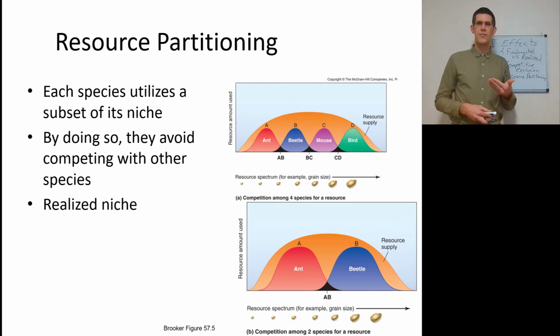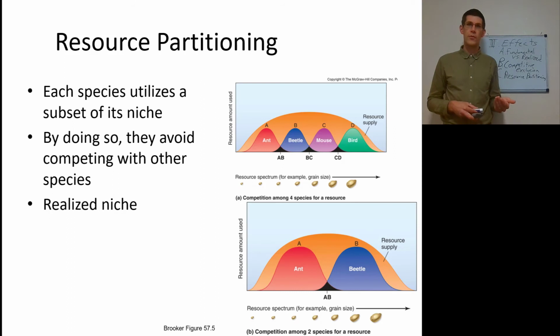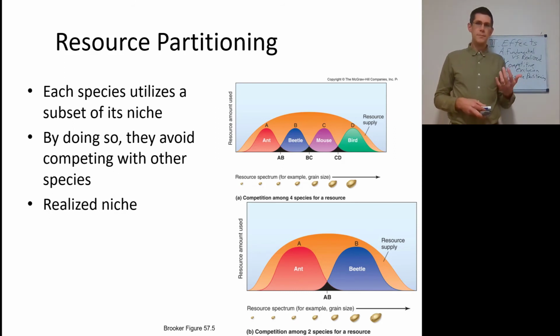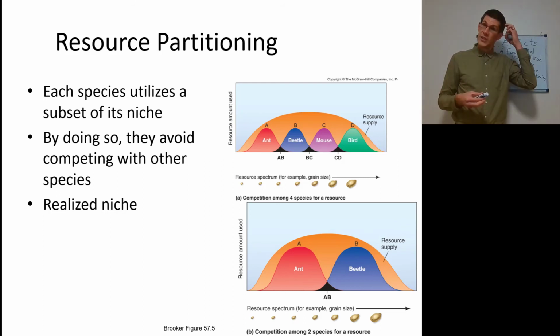So here you have various sizes of seeds. The biggest ones eaten by birds, smaller by mice, smaller by beetle, and smallest by ant. In the absence of birds and mice, the beetles will eat the largest ones and the ants will eat the largest ones. But the resource supply is adequate for each of these populations to exist in a realized niche for a long period of time. And that's called resource partitioning, where the resources are well partitioned between different species, each of which occupying a realized niche.